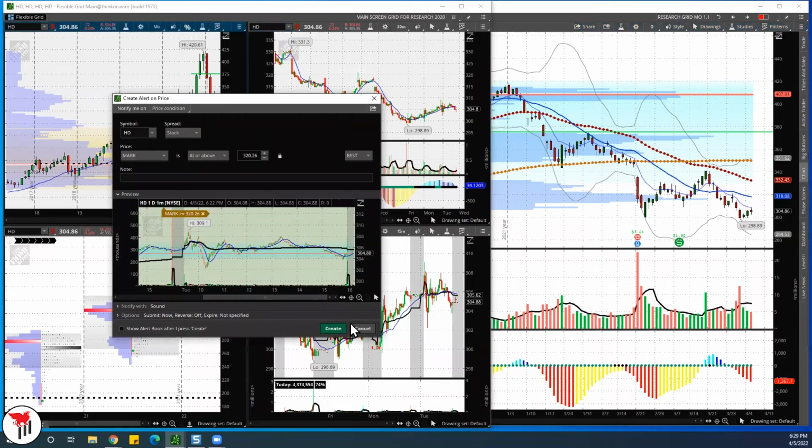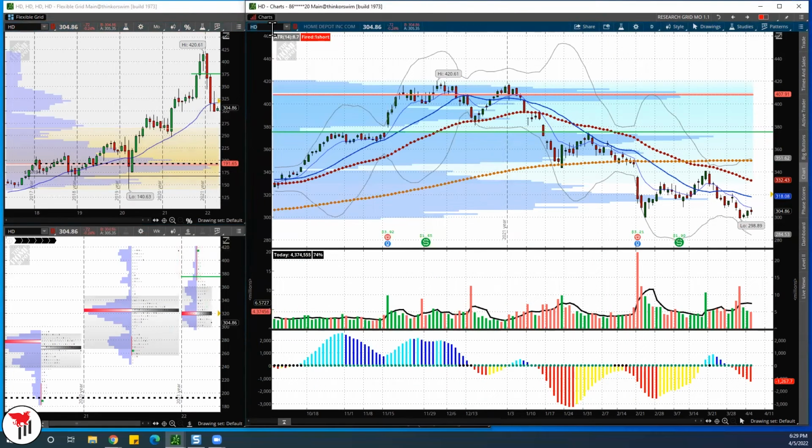I usually don't trade this one unless it's on news. So if it's on news, I'll know it because you'll be all over. Everybody will be talking about it. So Home Depot, just keep an alert over 325 or versus 275.